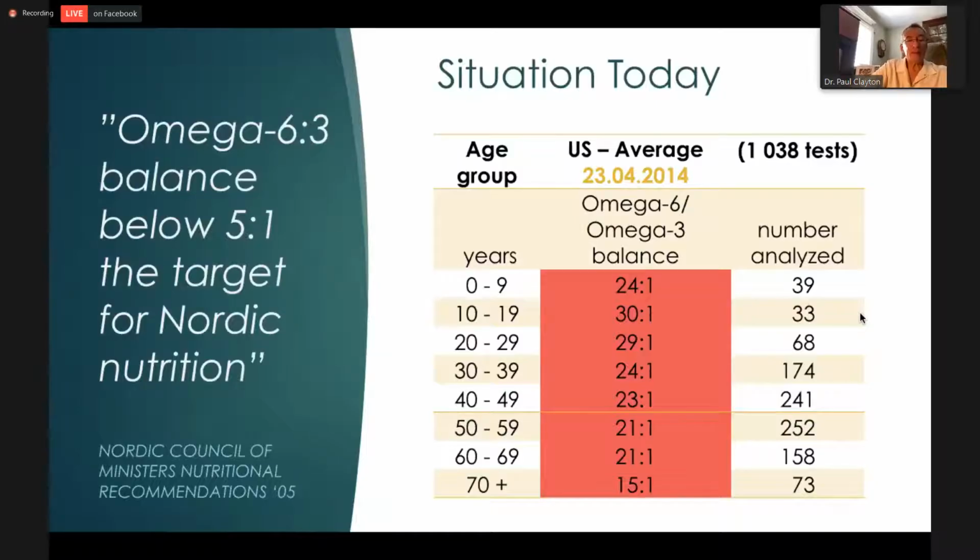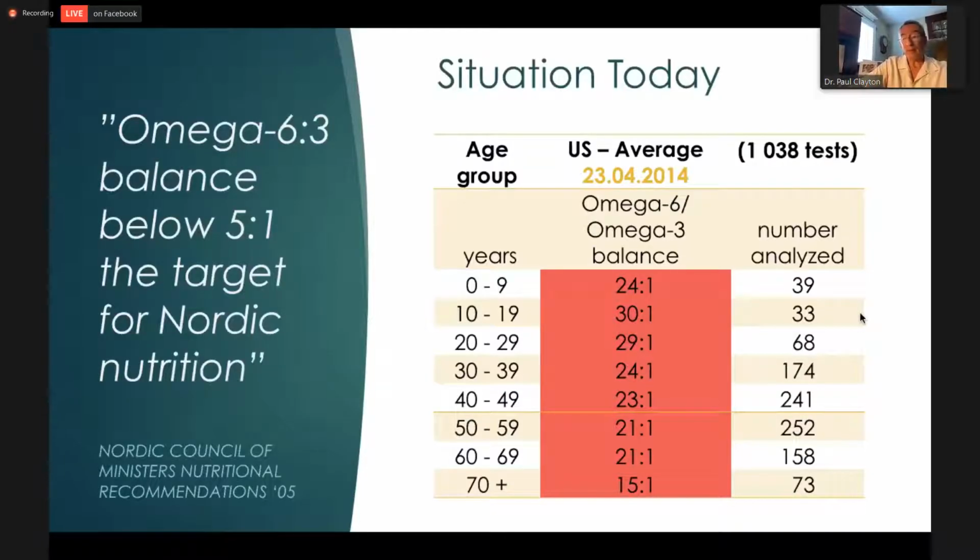Well, yes, the target is 5-to-1. It depends on who you talk to, of course, on where you think that target is. The Nordic Council of Health Ministers believes that it should be below 5-to-1. The Czech government, who I think have taken a very proactive stance on this, and they're looking very carefully at the science, are just about to recommend a ratio of 3-to-1. And I think the Czechs are correct.